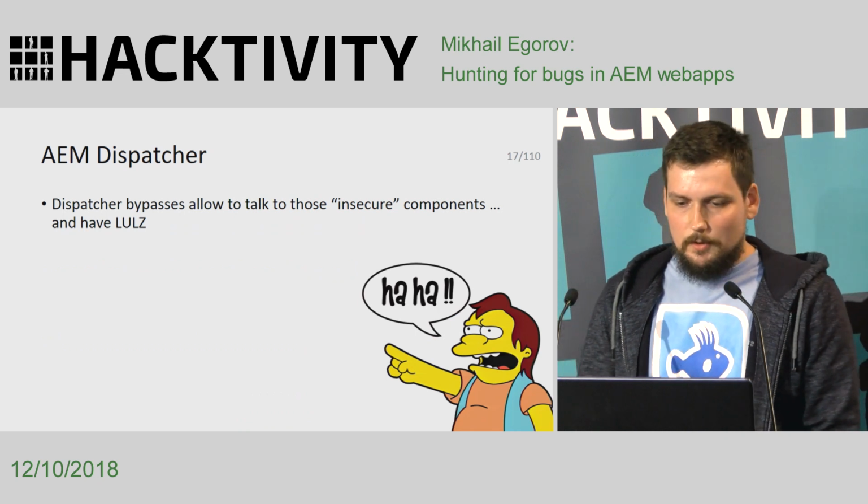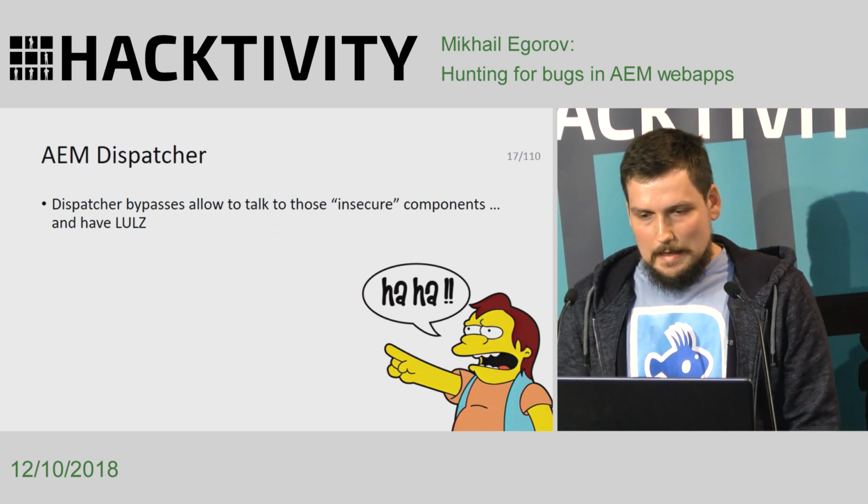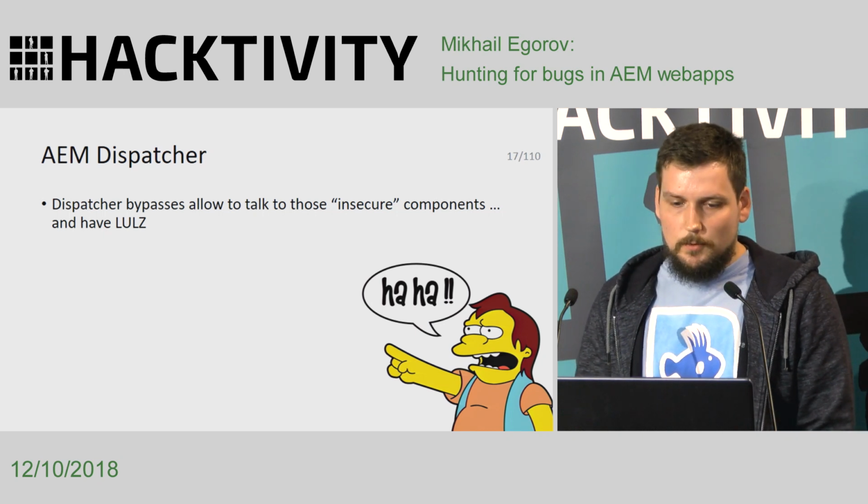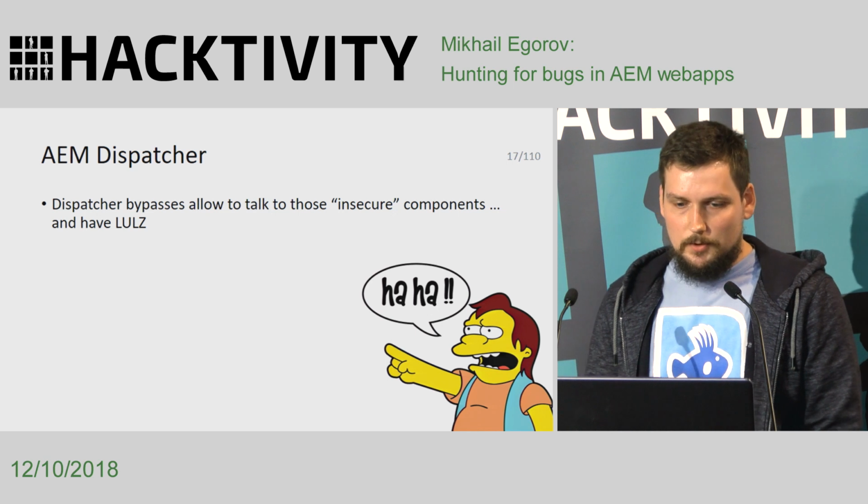Bypassing AEM Dispatcher allows us to talk to those insecure components on the publish instance, and this way pwn the whole web application.